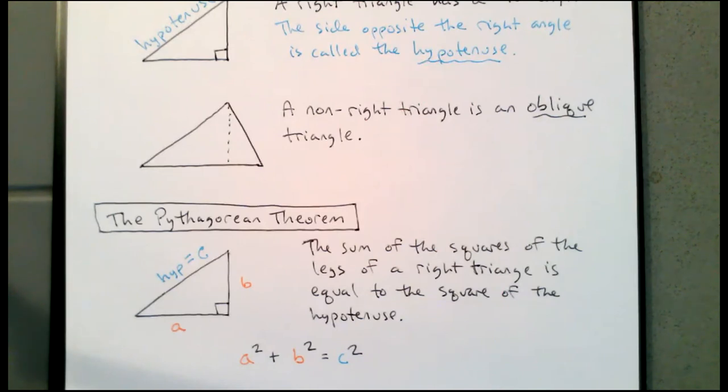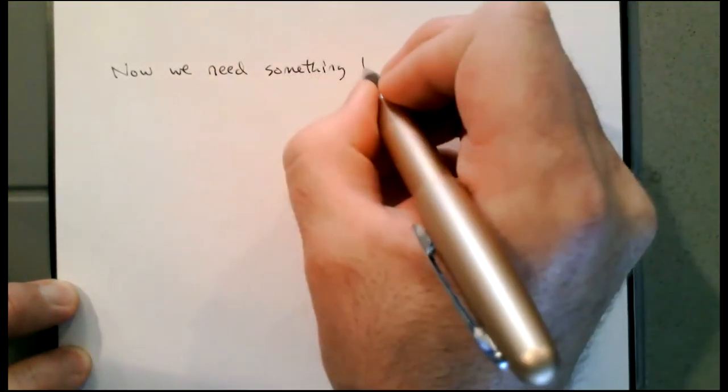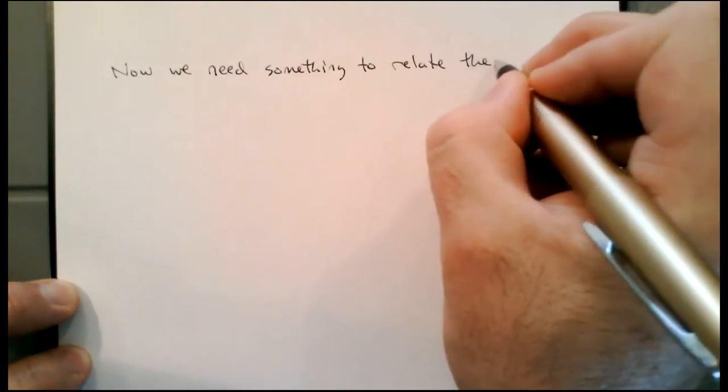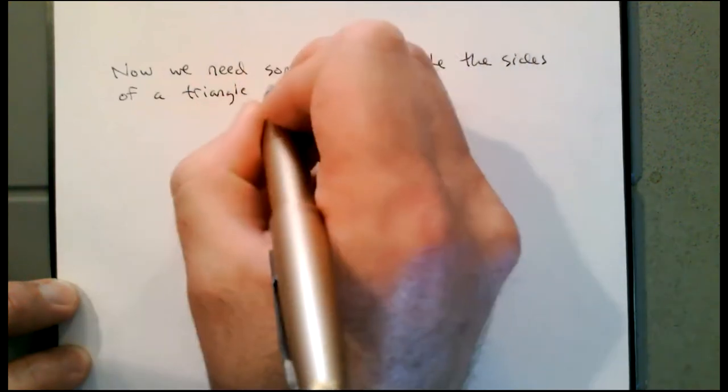So here we have a piece of information about the angles of any triangle. And now we have a piece of information about the sides of a right triangle. What we need now is something that will connect the sides of a triangle to the angles of that triangle. So we need something that connects those two pieces. So we have an idea for the angles and something for the sides of a right triangle. Now we need something to relate the sides of a triangle to the angles of the triangle.